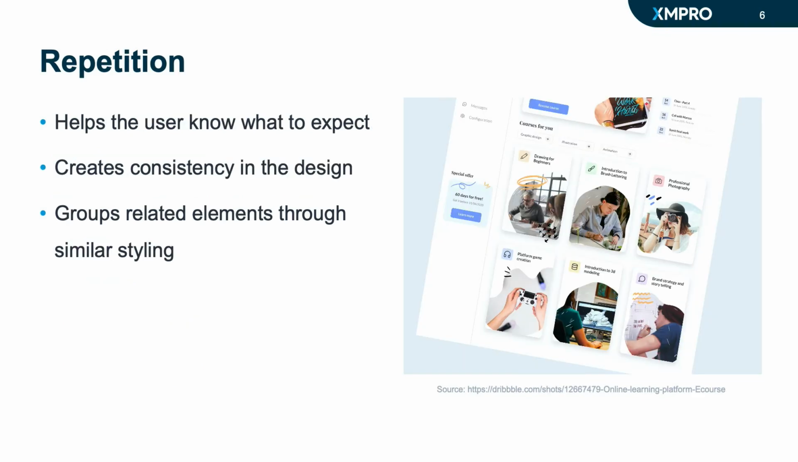Now let's look at repetition. Why would you want to use repetition in an interface? Well, it helps the user know what to expect. It also creates consistency and it groups related elements together because they're styled in a similar way. The online learning platform design on the right is a great example of how you can use repetition to create an interface that is really well organized and easy to use.